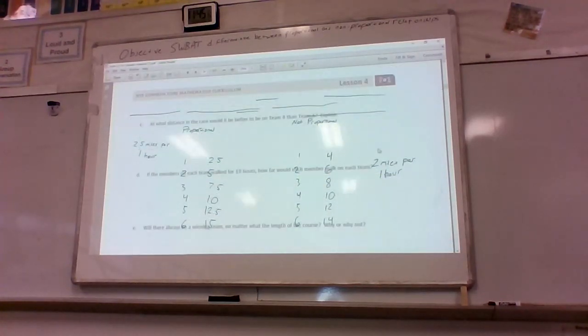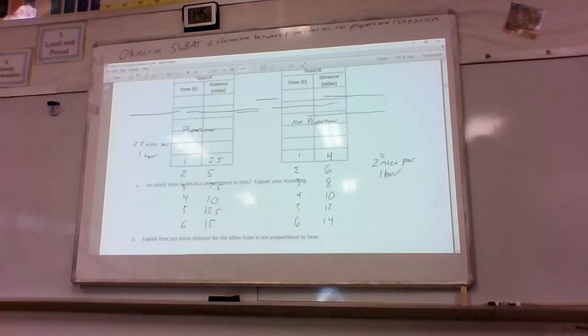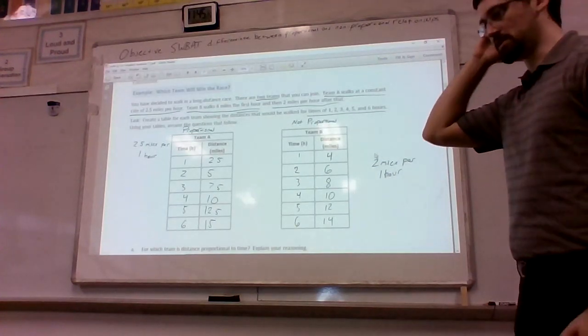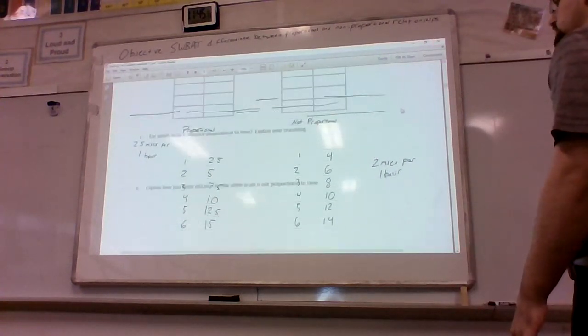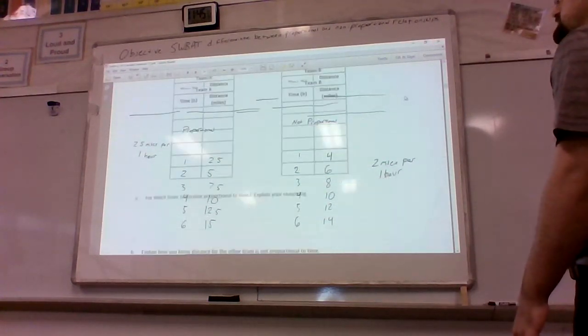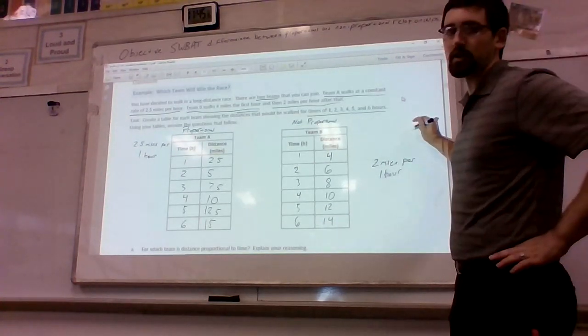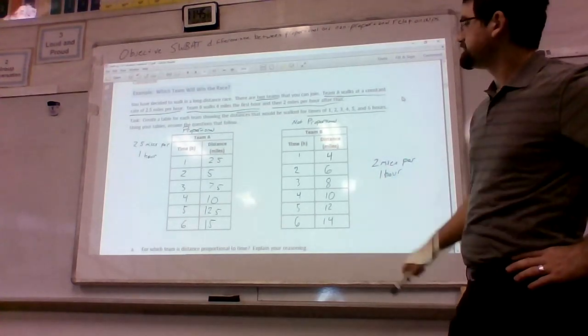At what distance in the race would it be better to be on team B than team A? And explain. At what point would it be better to be on team B than team A? Is that how I read that? Or is it the other way around? Yeah. When is it better to be on team B? If you're running a race, when would you rather be on this team?